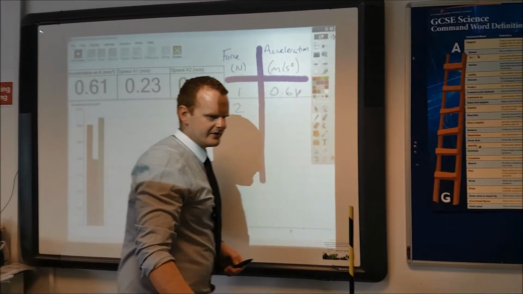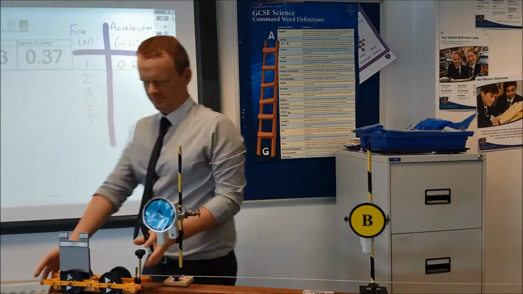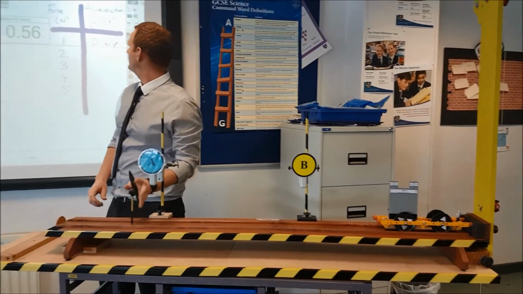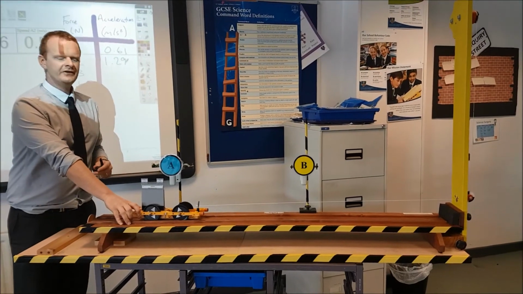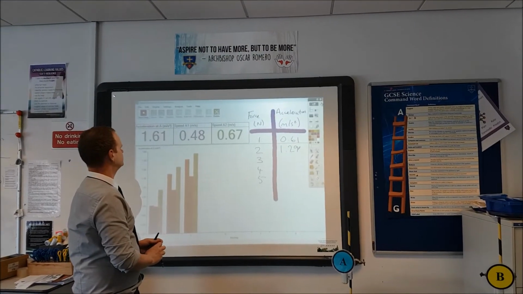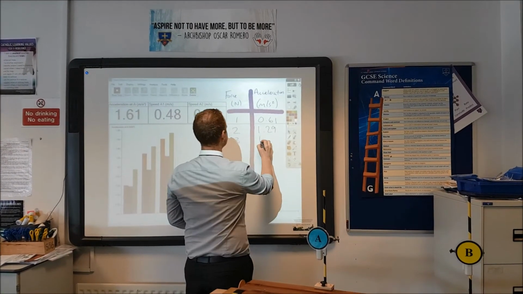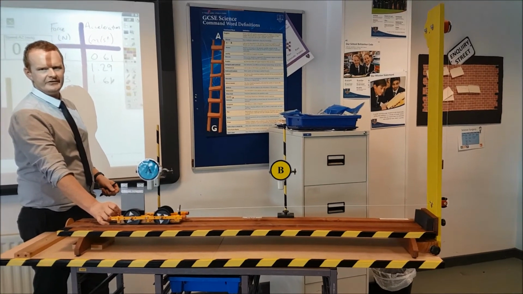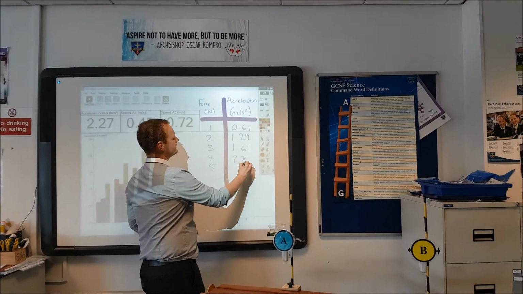Let's try it with a second mass. And that is 1.29. This one is loaded up to 3 newtons. That is 1.61. Loaded to 4 newtons. 2.27.